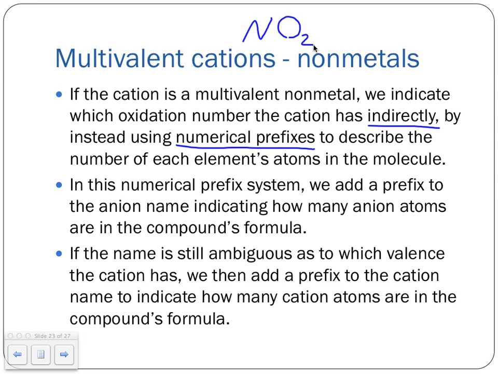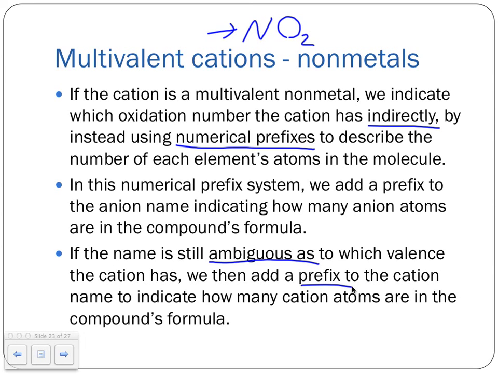That would be our first step. If doing that makes the name completely unique, it can only describe NO2 and that's it, then we're done. It'll just be nitrogen dioxide. But if the name is still ambiguous once you've done that, then you're going to have to add a prefix to the cation as well.